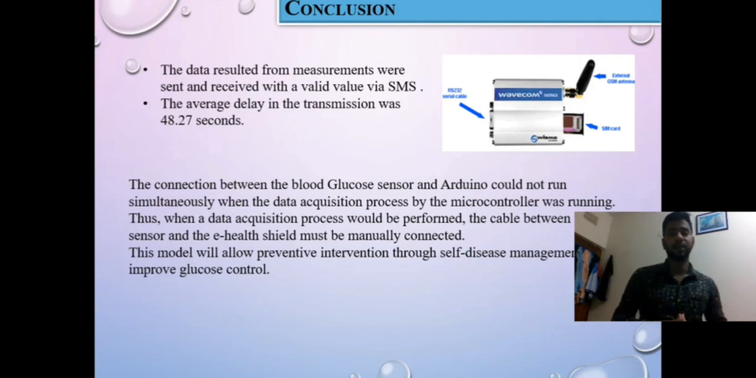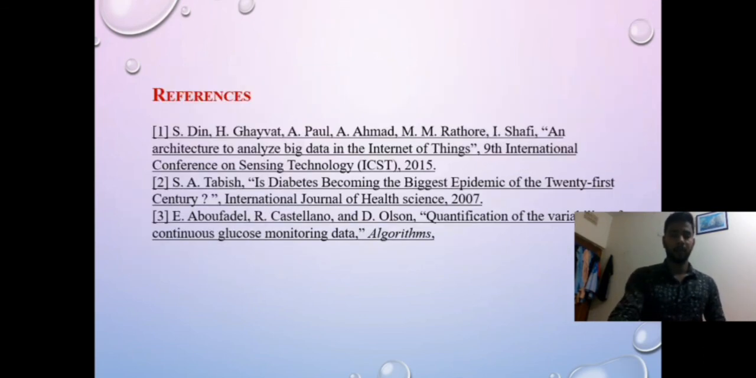The average delay of the transmission was 48.27%. The connection between the blood glucose sensor and Arduino could not run simultaneously during the data acquisition process while the microcontroller was running. The session and the e-health site must be maintained correctly. This model will allow preventive intervention through self and distance management and improve glucose control.